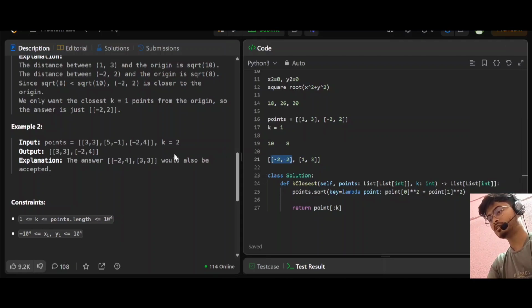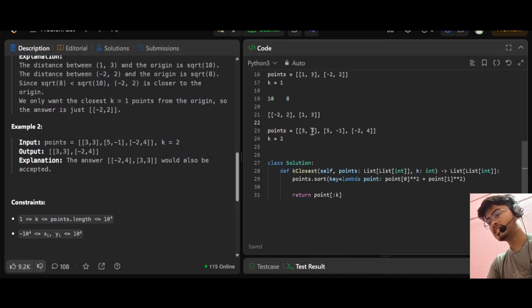Now let's dry run our example 2. Let's calculate the square distance of each point. 3, 3: 3 square plus 3 square is 9 plus 9, that is 18. The value of 5 square plus minus 1 square will be 26. We have already calculated these. And minus 2 square plus 4 square, that will be 16 plus 4, 20.